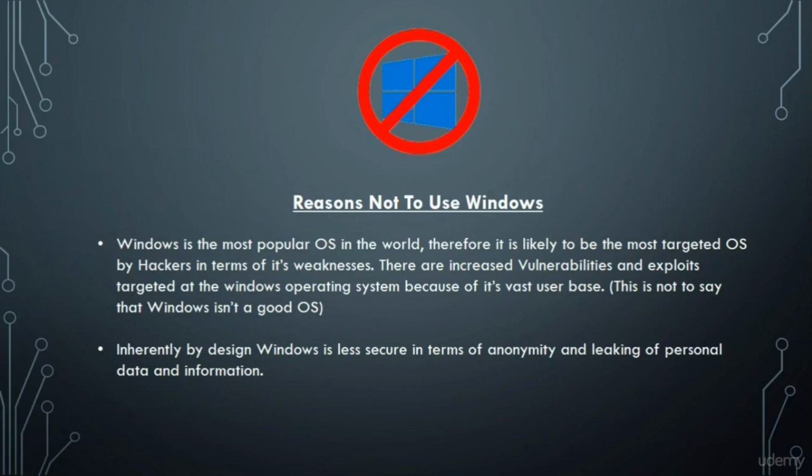Inherently, by design, Windows is less secure than any other operating system in terms of how secure and stable the system is. Again, that's not to say that the Windows operating system is poor or is not a good operating system by any means. Almost all the world uses Windows, and we have a lot of experts working on Windows, but really it doesn't perform well in terms of the deep web.